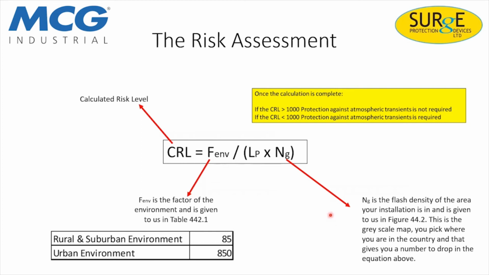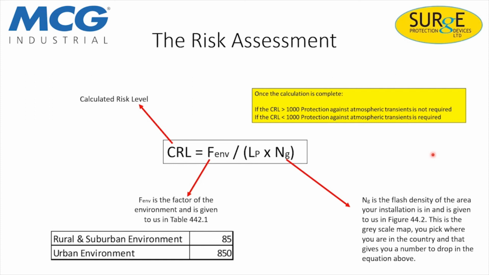Now, once the calculation is complete, if your CRL is above 1,000, protection against atmospheric transients is not required. If it's below 1,000, protection against atmospheric transients is required. Now, the wording is very exact there. What we've got to remember is this is calculating your risk of lightning damage. It's not calculating your risk of surge damage. And as we said right at the beginning, surges can occur inside the installation, and a lot of surges occur outside the installation. That's nothing to do with lightning. So it's really, really important.